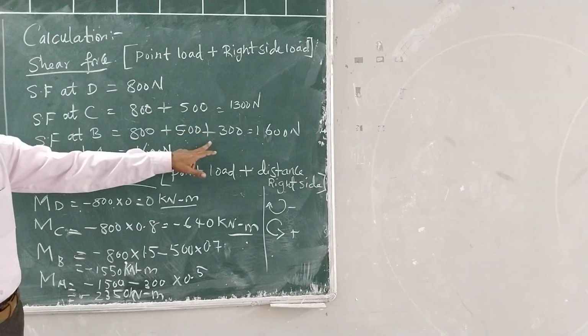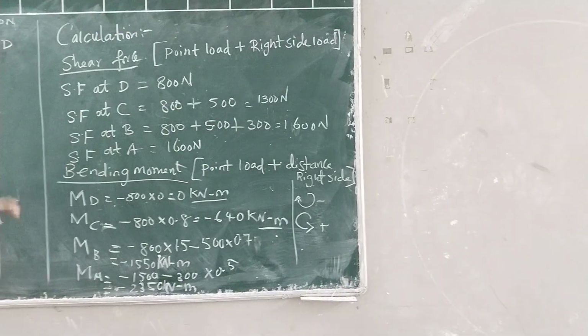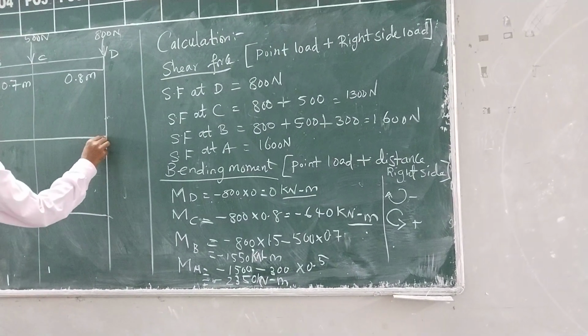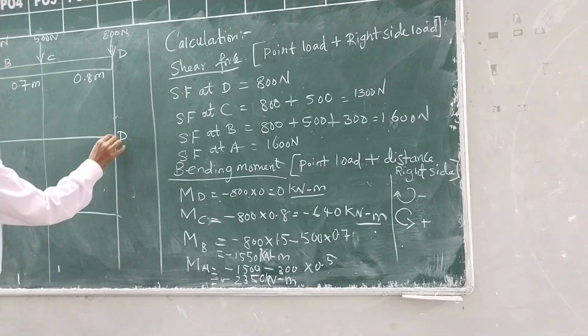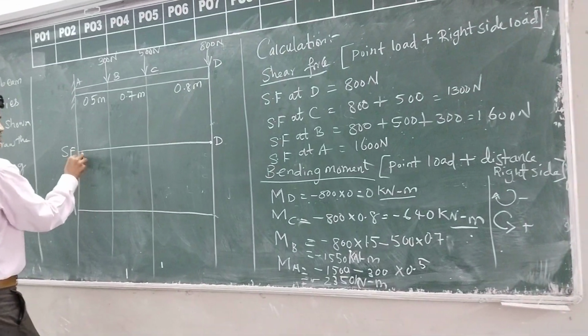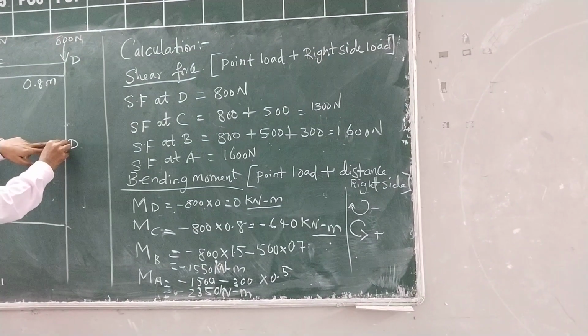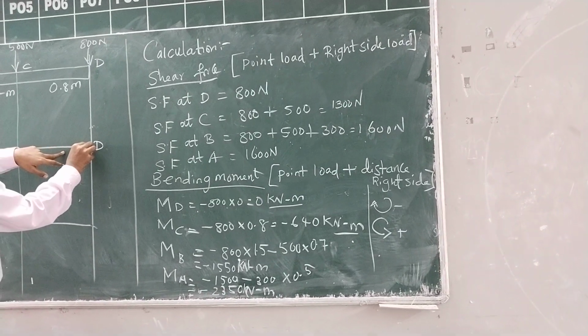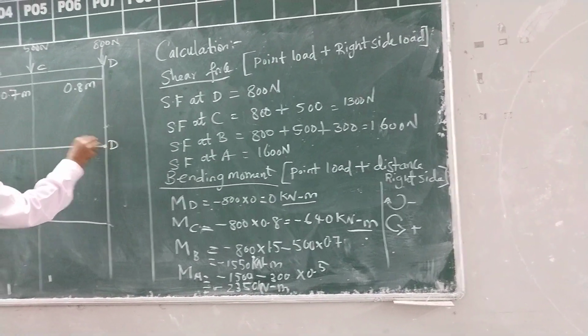The answer values came out in positive sign. So we have to draw. This is the D point, and this is the A point. From point D, the shear force at D will be 800, and that is a positive sign.